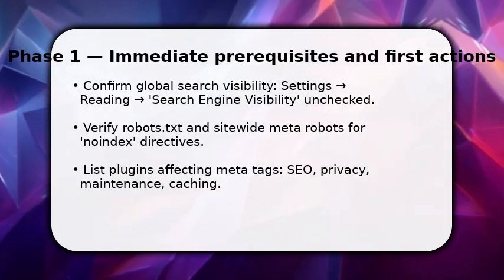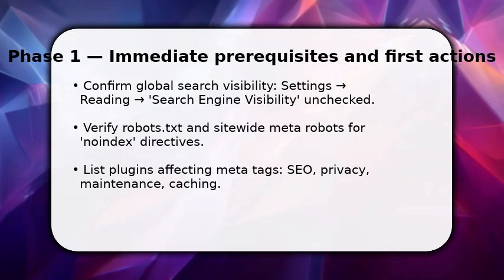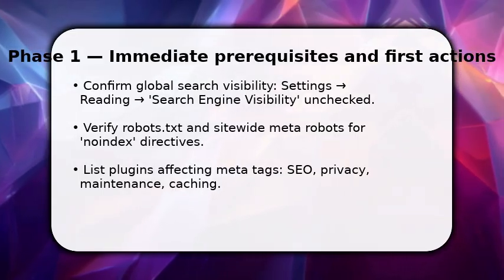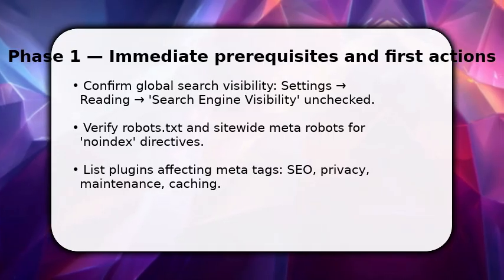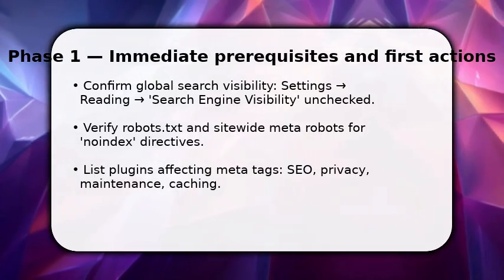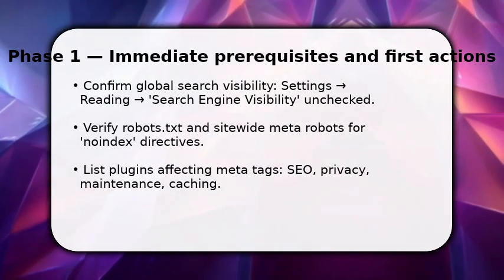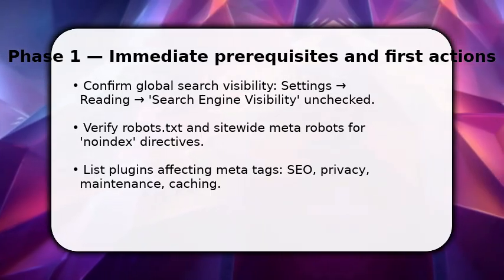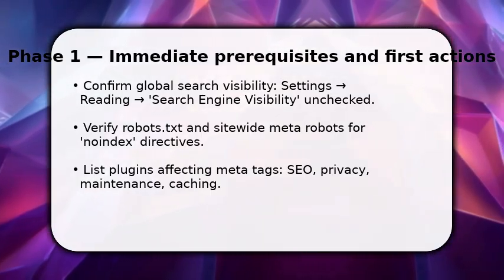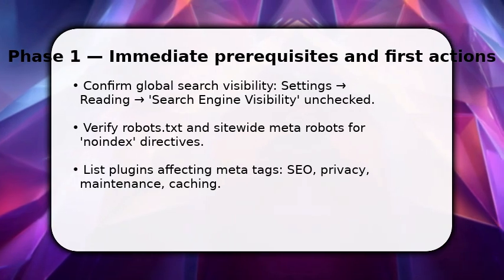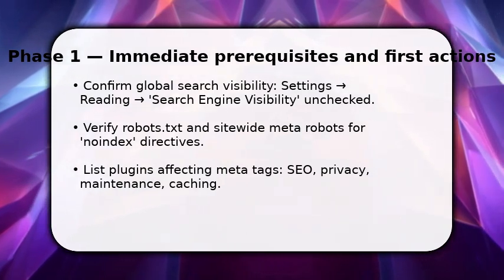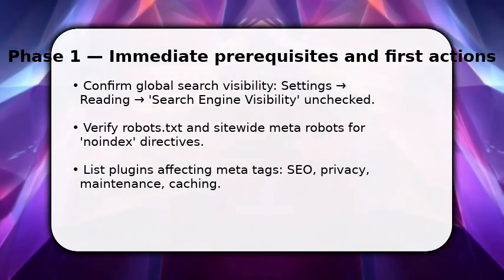Next, inspect robots.txt and any site-wide meta robots tag, because those override individual pages. Finally, list active plugins that touch meta tags: SEO plugins, maintenance or privacy tools, and caching. Once you have those 3 checks done, you're ready to edit specific pages and plugin settings without guesswork.